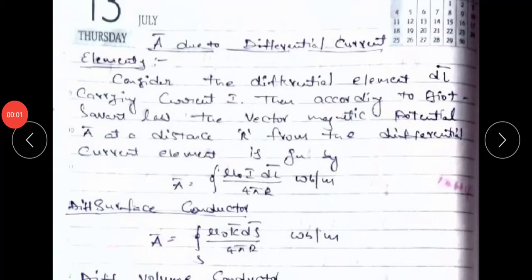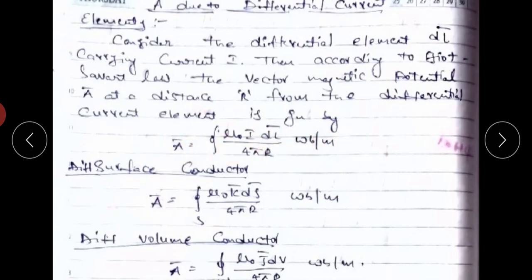Okay, now I would like to explain the vector magnetic potential due to current carrying conductors and inductance. First, the vector magnetic potential due to differential current elements. Consider a differential current element dl bar carrying current I. According to Biot-Savart's law, the vector magnetic potential A bar at a distance of r from the differential current element is given by A bar equals closed line integral of mu naught I dl bar by 4 pi r Webers per meter. This is the vector magnetic potential due to a line current element.